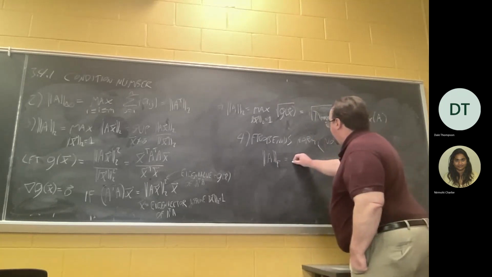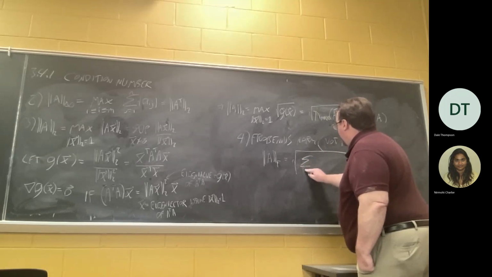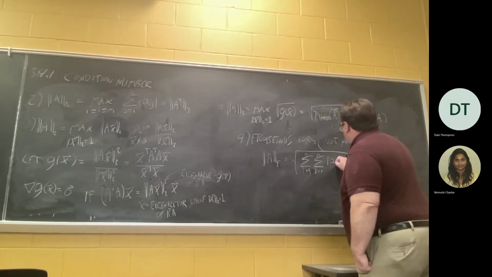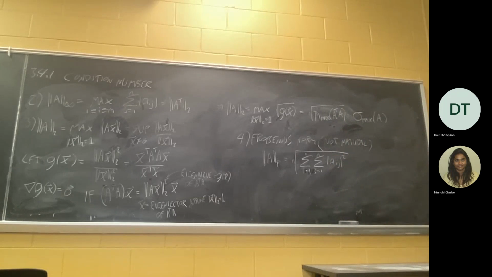All it is, we take a square root of the sum of all the entries of the matrix squared. So it actually is like if you took the matrix and thought of it as a big long vector with m times n components, and then took the 2 norm of that. That's the Frobenius norm. Okay.